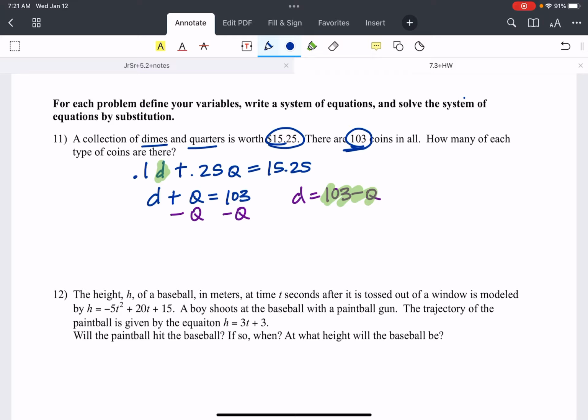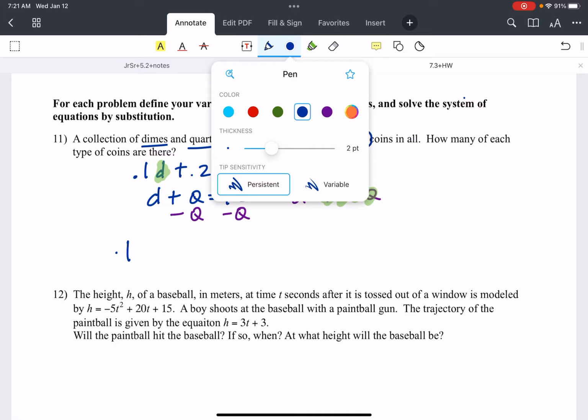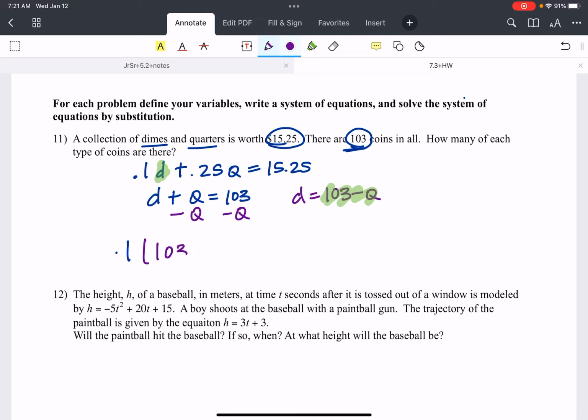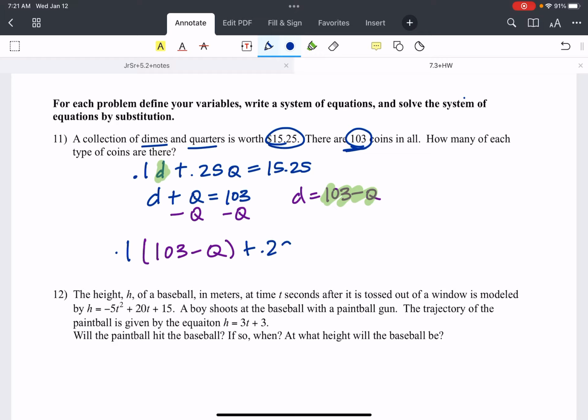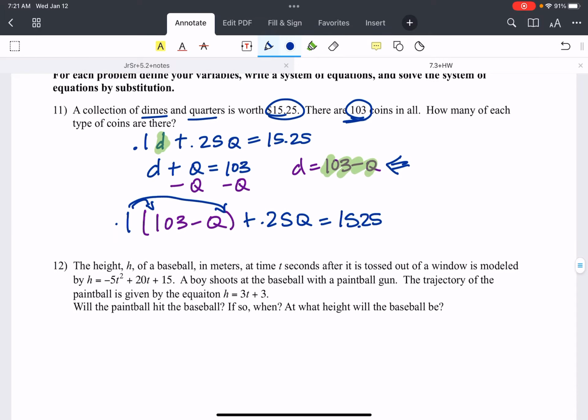So we can go ahead and do 0.1 and then parentheses to plug in our other equation, plus 0.25Q equals 1525. At that point, you should be able to distribute, combine like terms, and solve for Q. Then once you have your value for Q, you can plug it into this equation right here to solve for D. So hopefully that helps you know how to set it up. If you have further questions on how to solve it at that point, feel free to reach out to me.